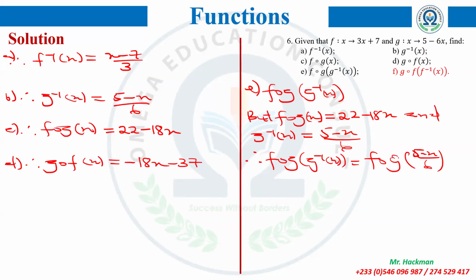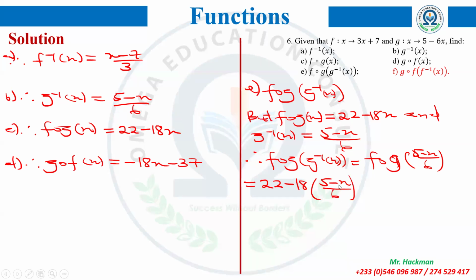Okay, very good. At this point, you are writing the next line close to the margin. Wherever I see X in F of G, what do I put there? I put 5 minus X all over 6 there. So where is my F of G? F of G is this, so this X will take this. I'm going to have 22 minus 18 into X, and my new X now is 5 minus X all over 6.